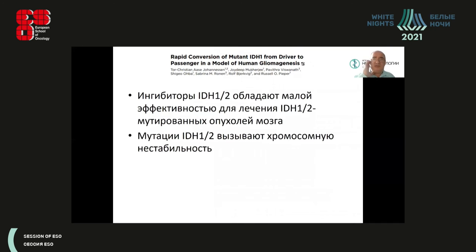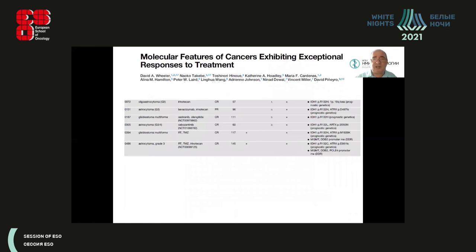And she has no adverse events, but on the whole, a great number of biological tests and studies show that IDH1-2 mutations are important to form the tumor, but to support its viability, they are not mandatory, they are not needed. So as a matter of fact, applying drugs against these particular enzymes is not of clinical relevance, at least for glioblastoma patients, but they cause chromosome instability.